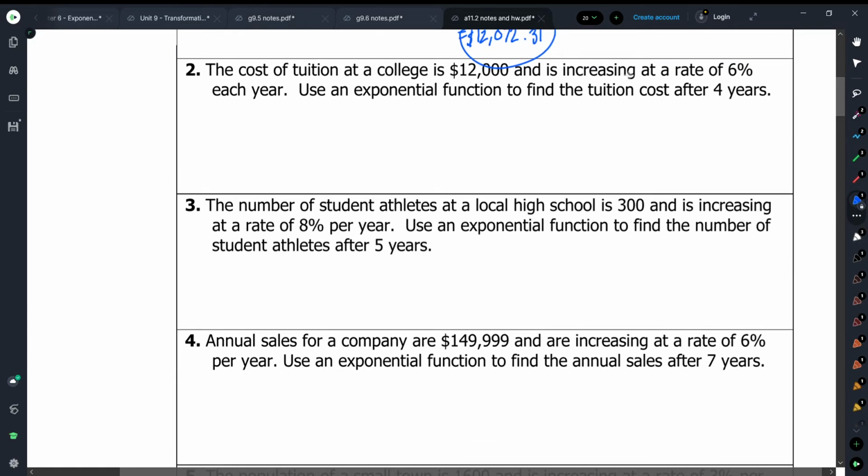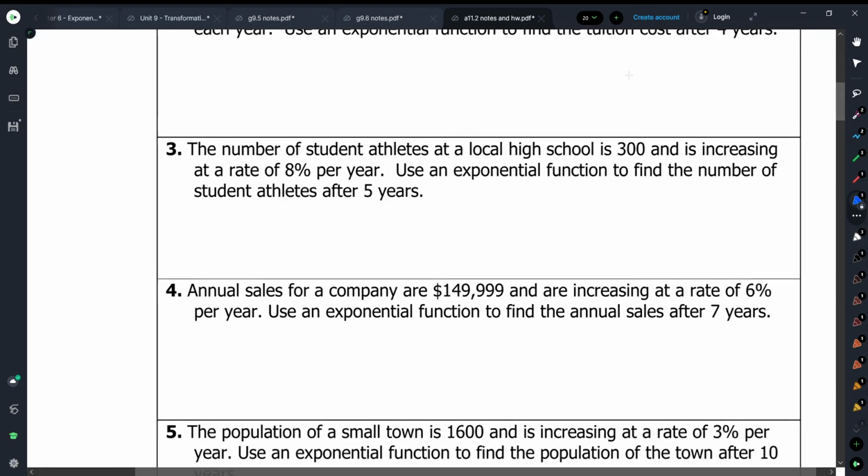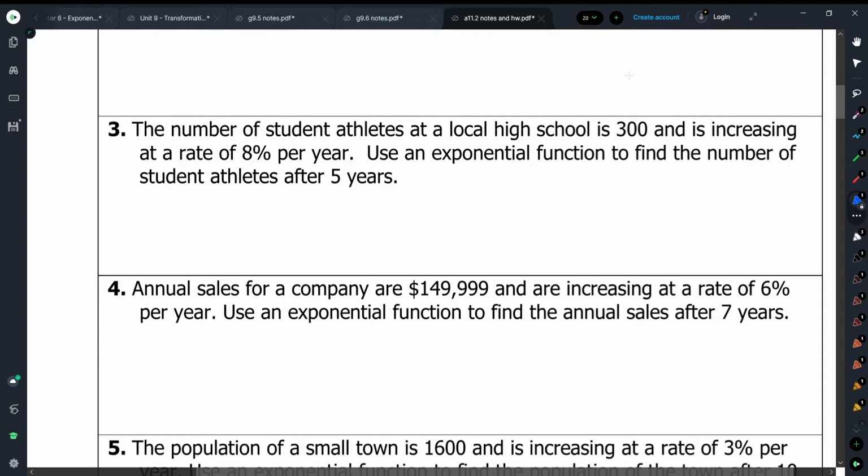Okay, next one is pretty similar as well. Let's do number 3. The number of student athletes at a local high school is 300 and is increasing at a rate of 8% per year. Use an exponential function to find the number of student athletes after 5 years. Okay, A is 300. R, if it's 8%, would be 0.08. And then t is 5 years, so we have our function.